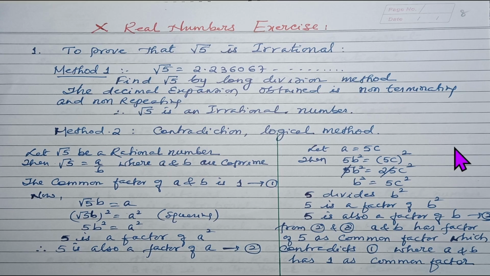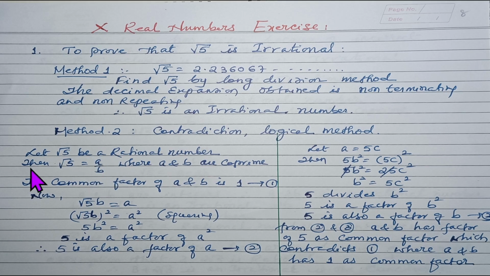Now the question is, what is this contradiction method? Contradiction method means assuming something to be true, proving that what we have assumed is not true but incorrect, and therefore what we have not assumed is correct. So let us understand this method. Let us assume first that root 5 is a rational number. So if root 5 is a rational number, then root 5 can be written as a by b, where a and b are definitely co-primes. Remember, a and b are co-primes here.